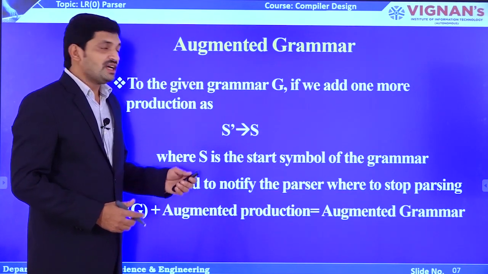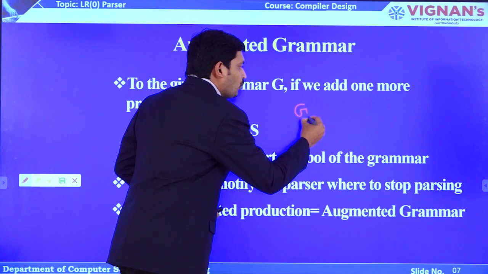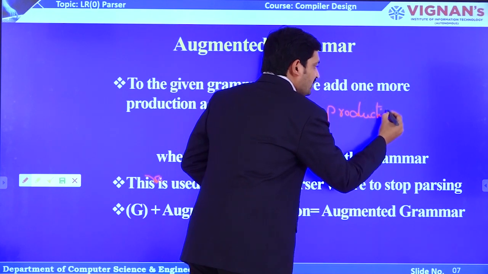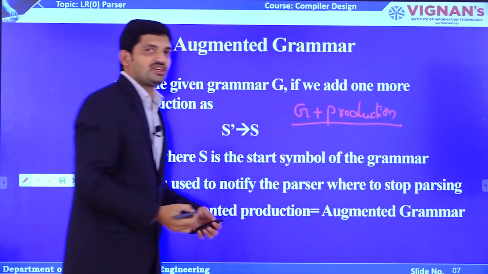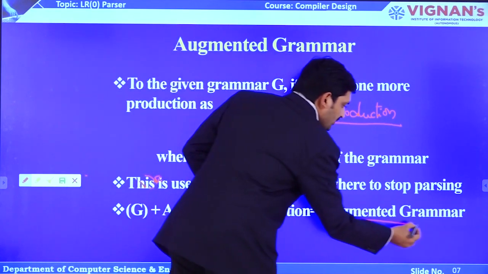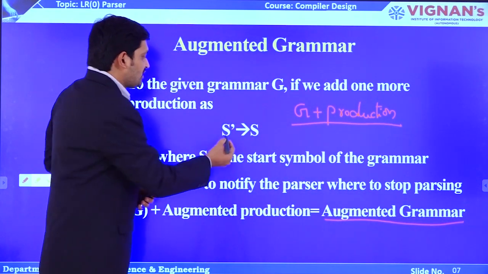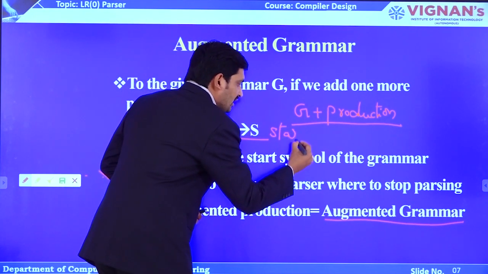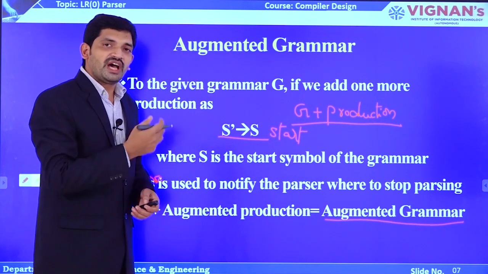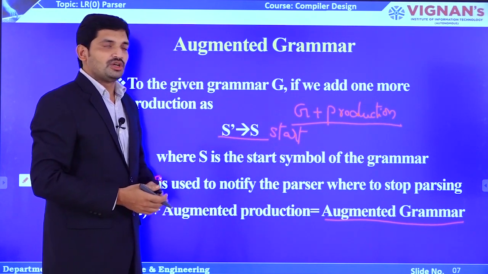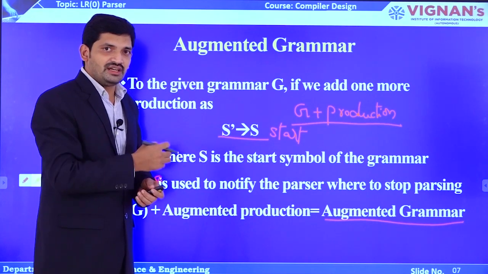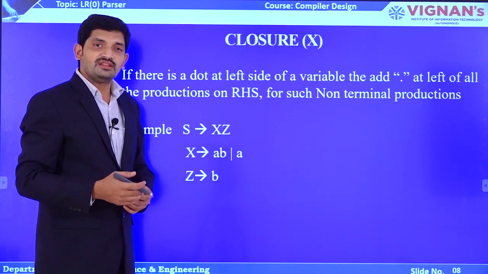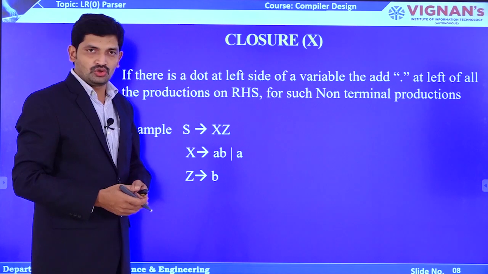Augmented grammar. For the given grammar, if we add one more production, which is known as the augmented production, then this grammar plus the augmented production is known as the augmented grammar. The augmented production is like S' tends to S, where S is the start symbol of the grammar. We add this augmented production because it indicates to the parser where to stop the parsing process.